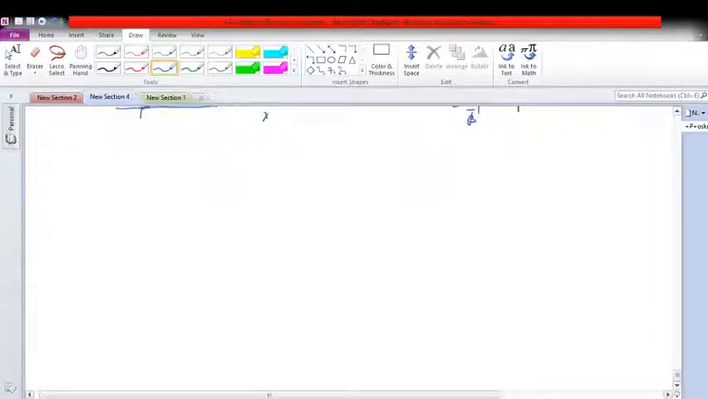Now what if there is a single rule, but there are multiple antecedents? So if there is a single rule with multiple antecedents.